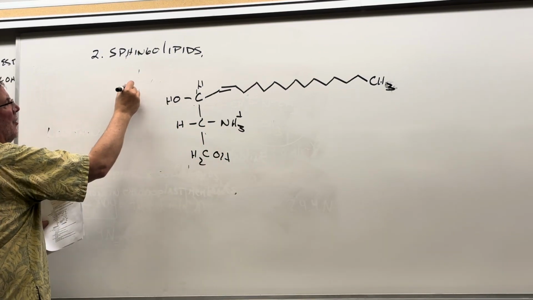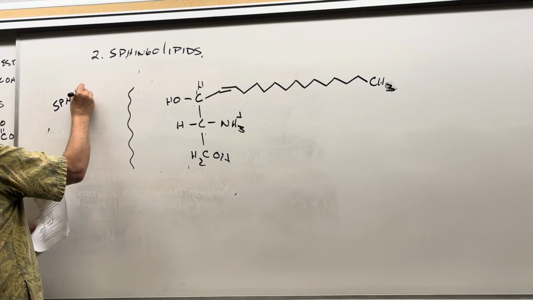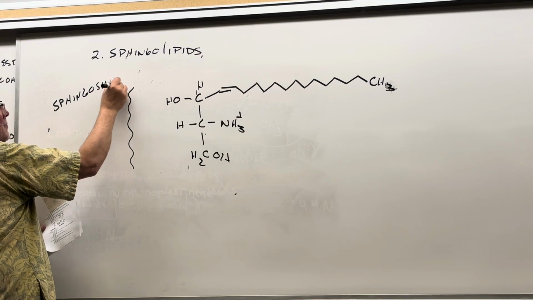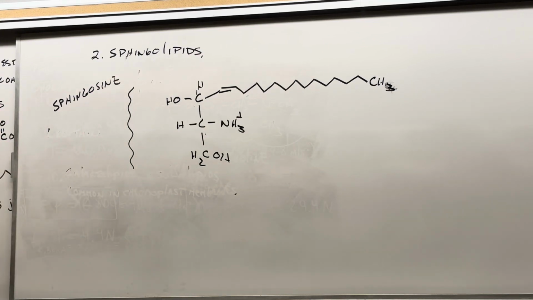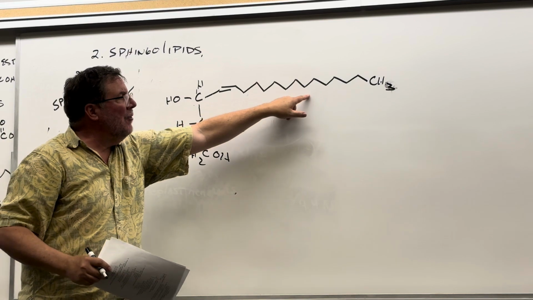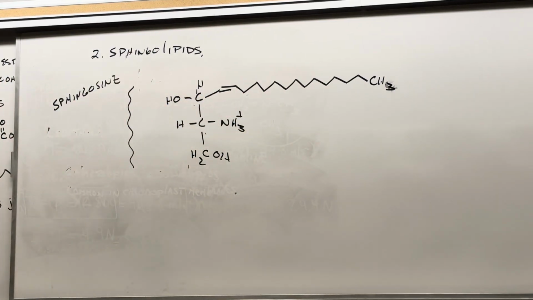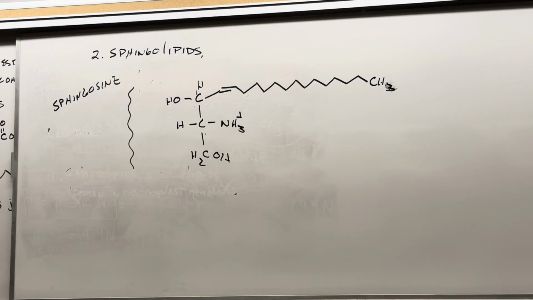Okay, this molecule is sphingosine. Now I drew it this way where I could have just drawn it as a straight line, right? But I drew it this way to emphasize the fact that we're going to end up with a structure similar to our glycerophospholipid.